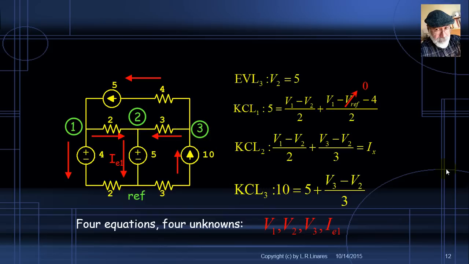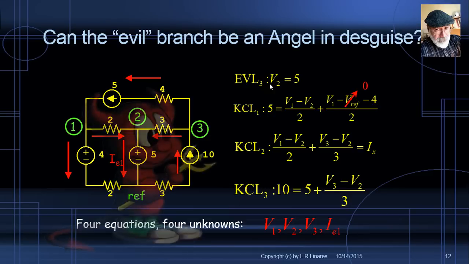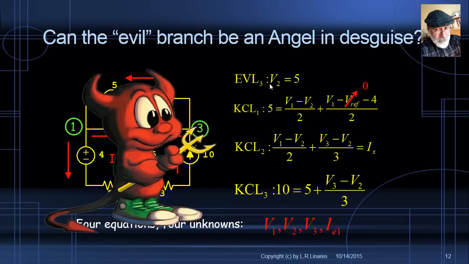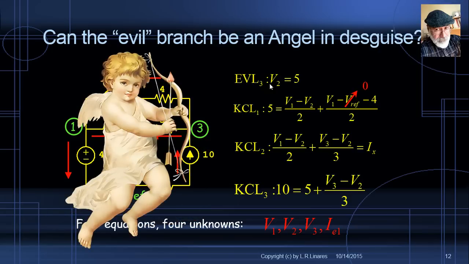It introduces one extra unknown, this one, I sub E1, and an extra equation, the one here on the top. More work, evil branch. However, can an evil branch like this one really be a good branch? An angel in disguise, is that possible?